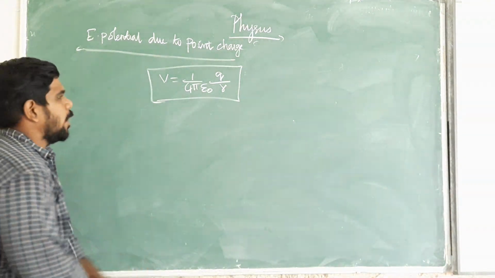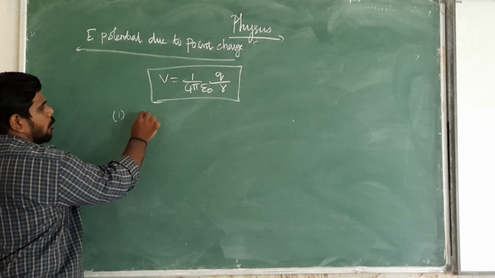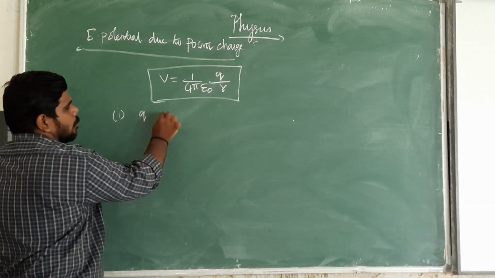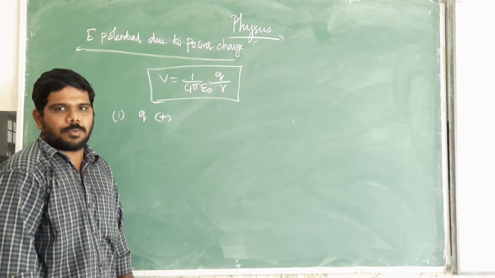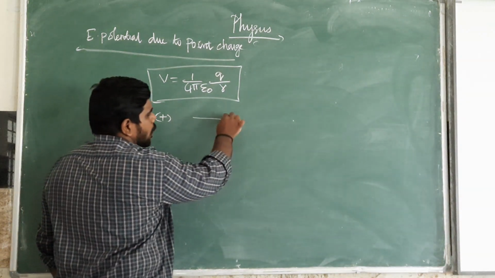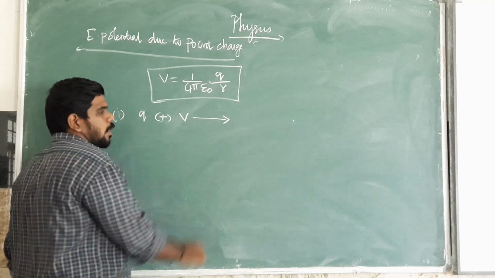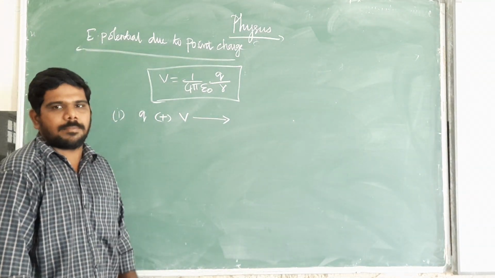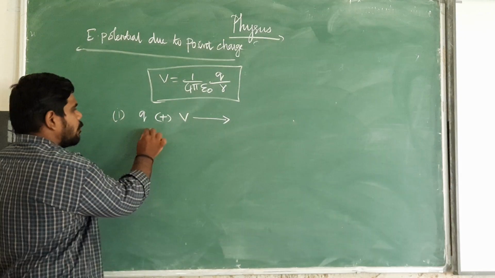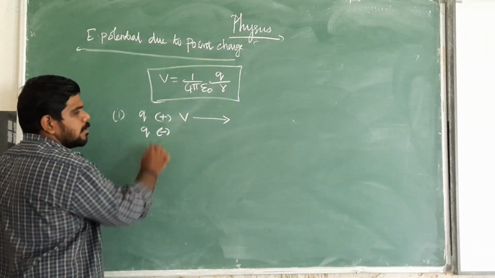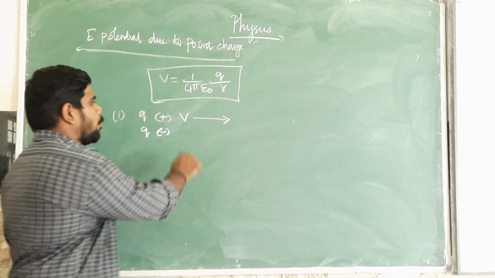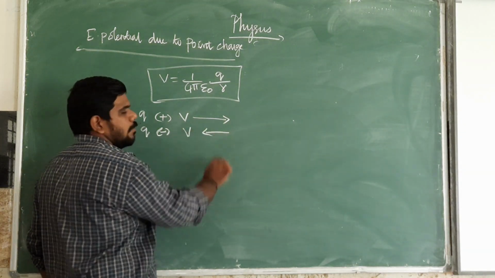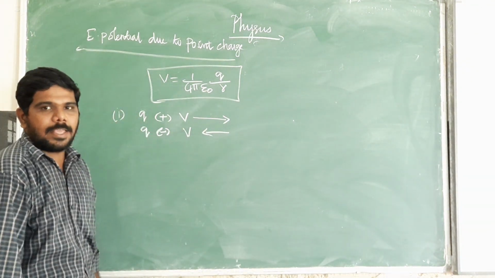First point: if the source charge is positive, the electric potential will be radially outward. If the source charge or point charge is negative, the potential will be radially inward.